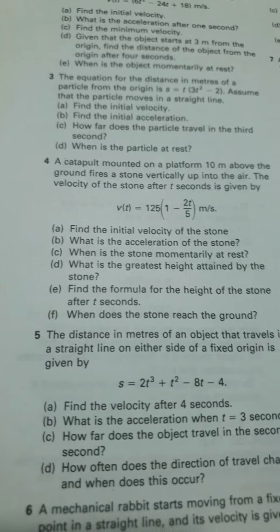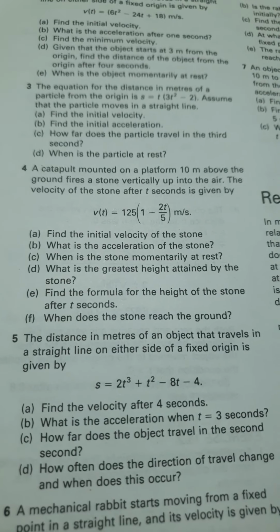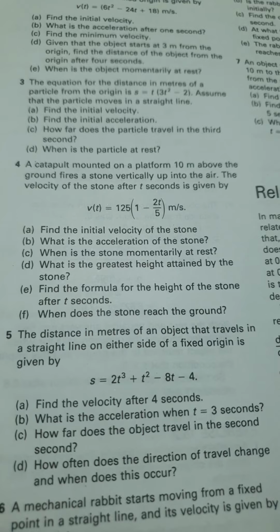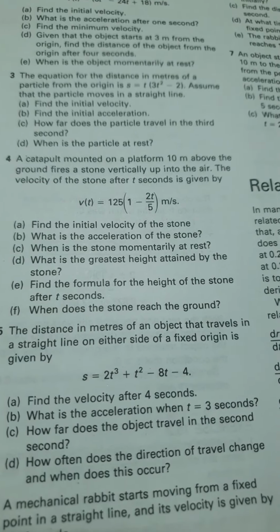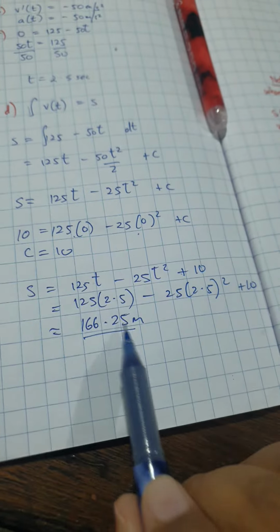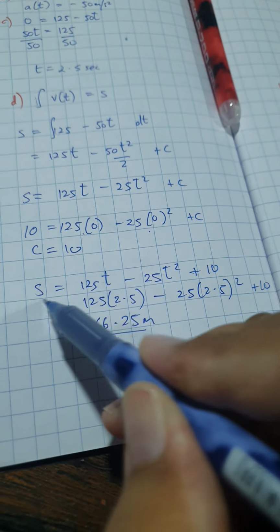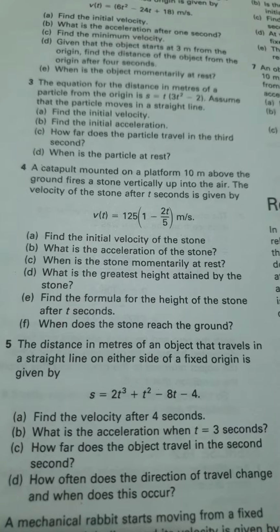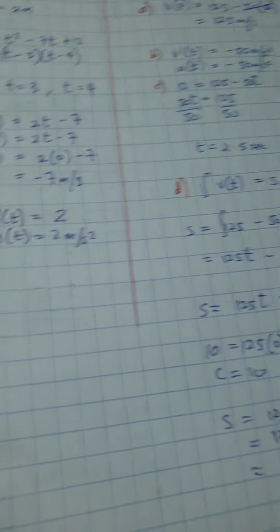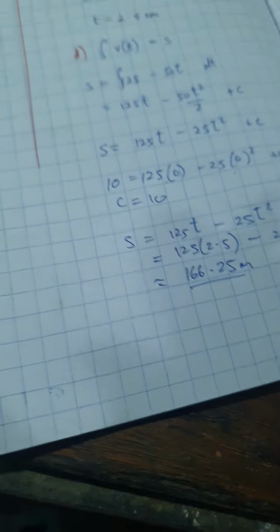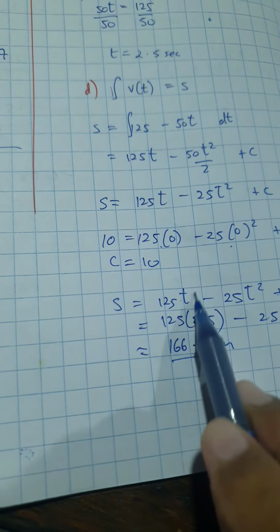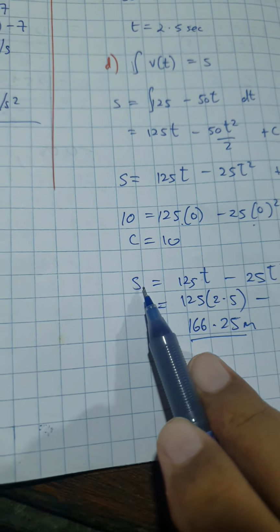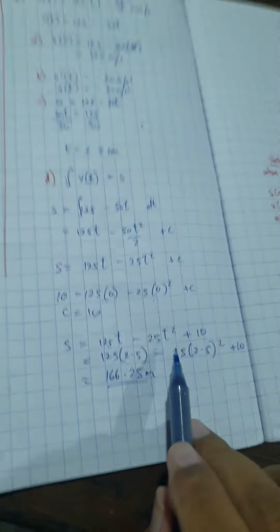Okay, and for the last question, find the formula for the height of the stone. You already got that formula: 125t minus 25t squared plus 10. And when does the stone reach the ground? For that case, this is where s equals 0, and you have to find t.